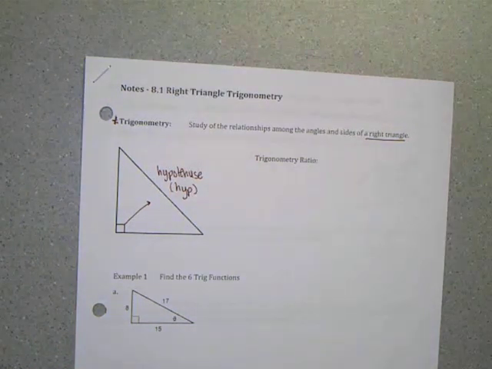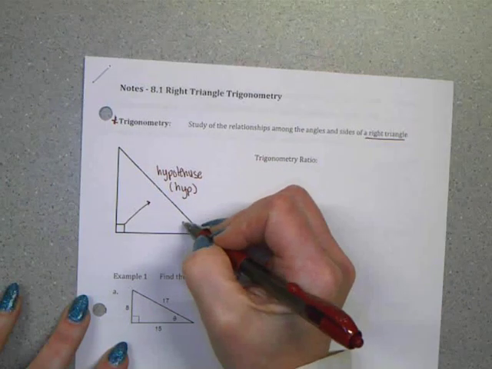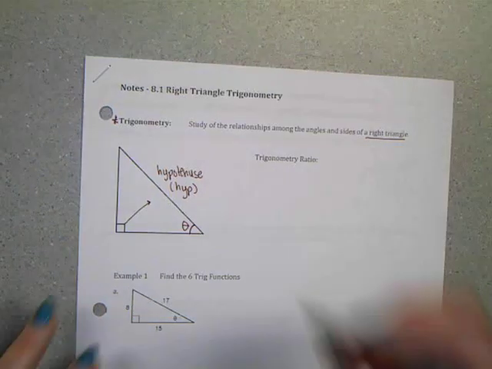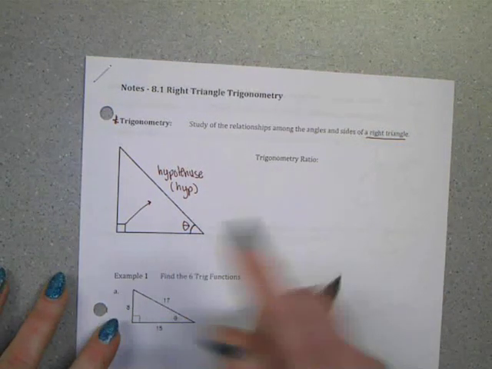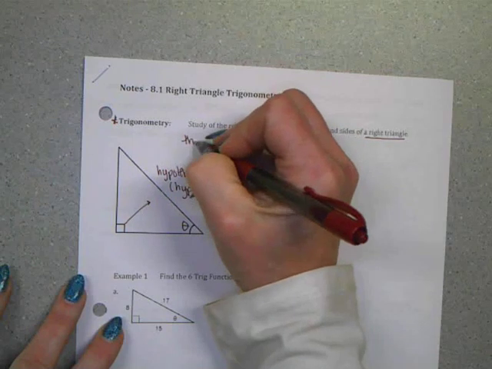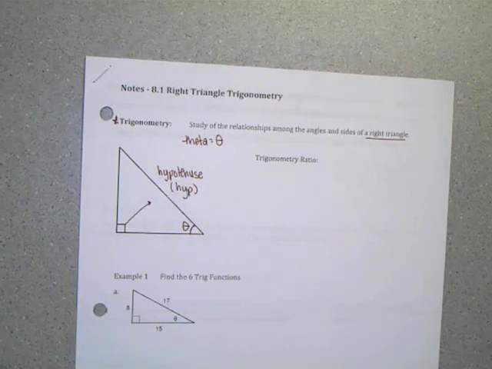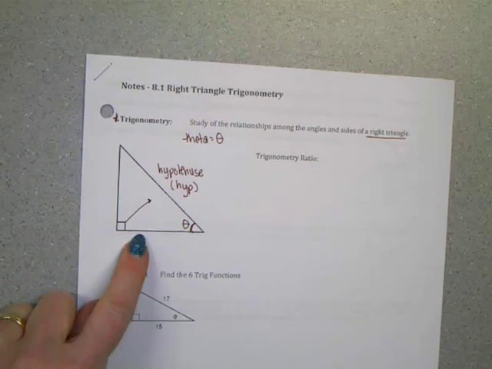Now, in trigonometry, we have to identify the angle that we're looking for. And if I'm looking for this angle right here, we're going to call that angle theta. Theta is a Greek letter, kind of like pi and alpha. Spell it like this, and it's that. So that's theta.